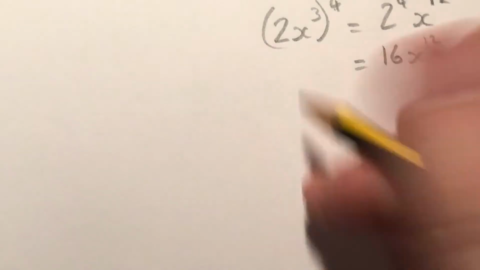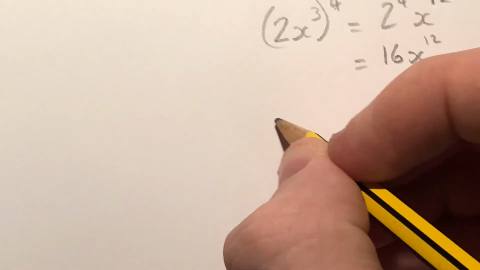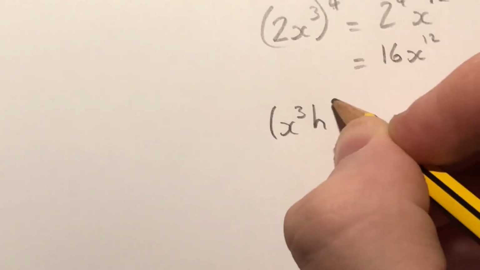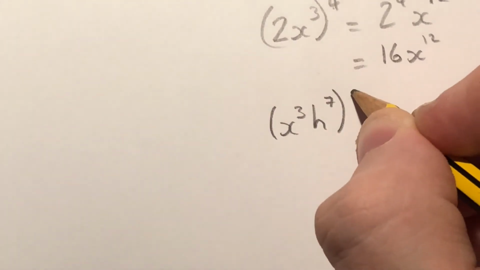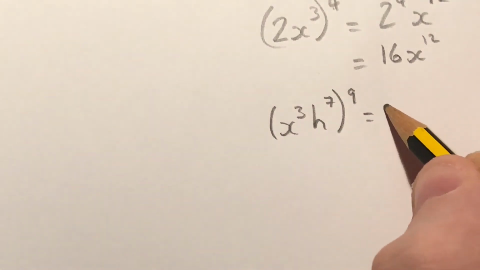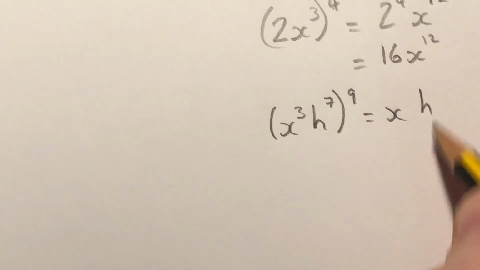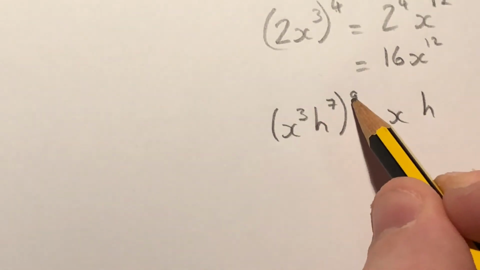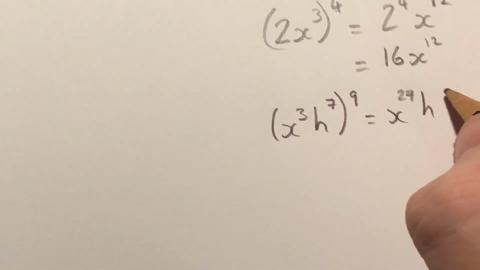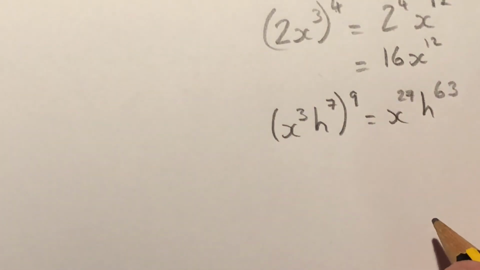And similarly, if we've got 2 bases that are different, let's say we've got x to the power of 3, h to the power of 7, and we're raising that to the power of 9. We do them separately. So we've got an x and we've got an h term, both independent of each other. 3 times 9 gives us 27. 7 times 9 gives us 63. Okay, now try some examples for yourself.